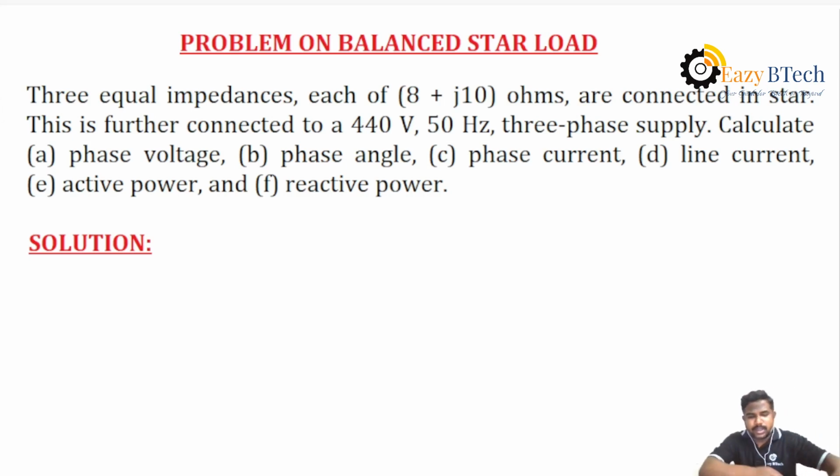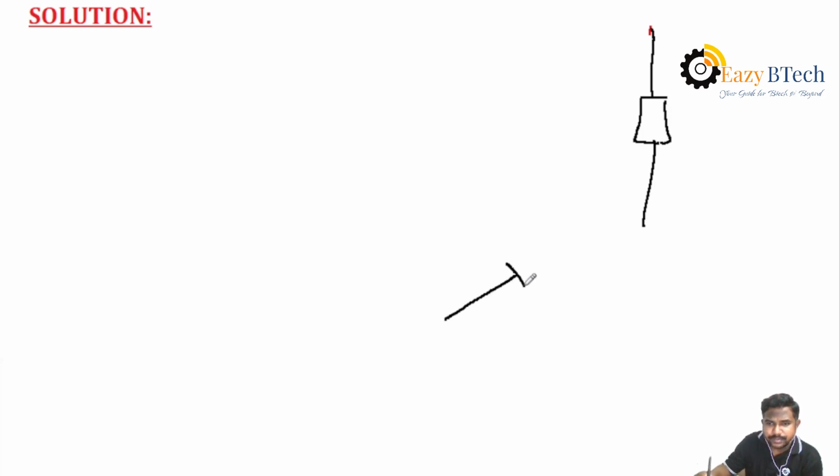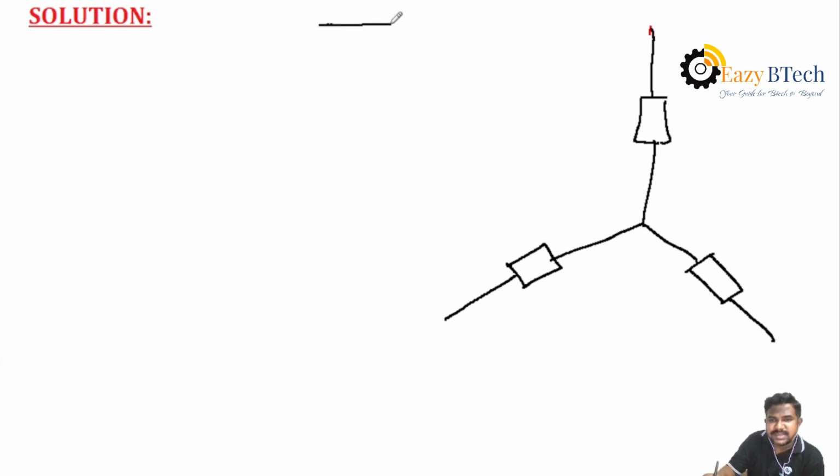First of all, in the given system, you must draw the three phase circuit based on the given values. In this problem, the given system is a star connected system. That's why the load is in the form of star. This is the example for a balanced system, that's why all impedances are equal.